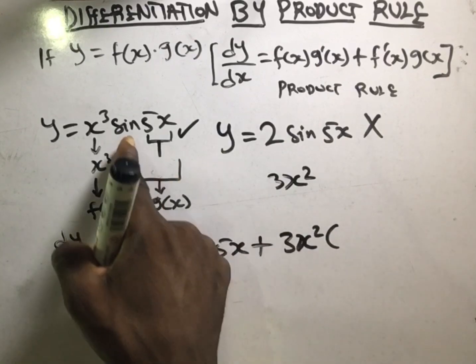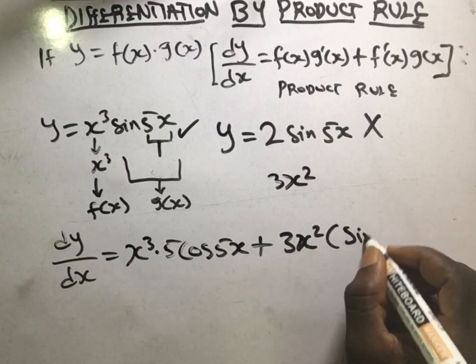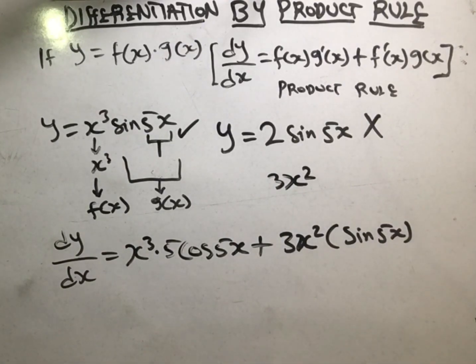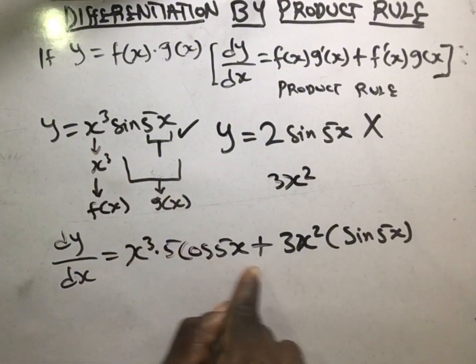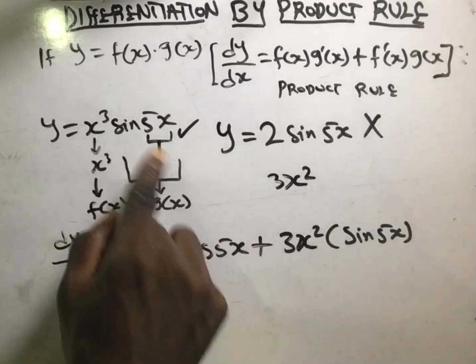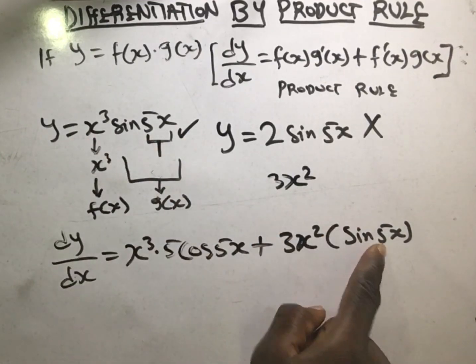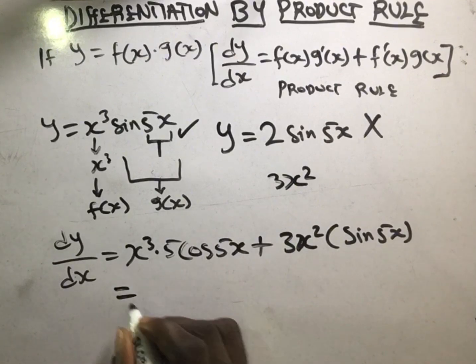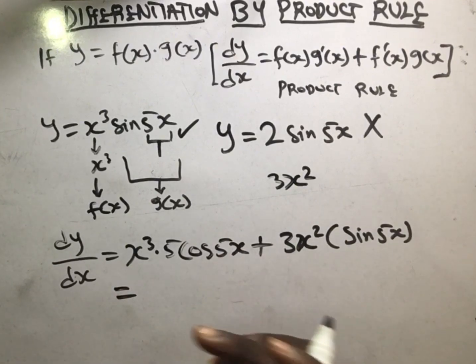Then we bring the second term down, sine 5x, without differentiating it this time around. And I believe it's very clear. Bring down the first term, differentiate the second one, plus differentiate the first one, which is this, and bring down the second one without differentiating it. And it's as simple as that. Now we can further simplify.